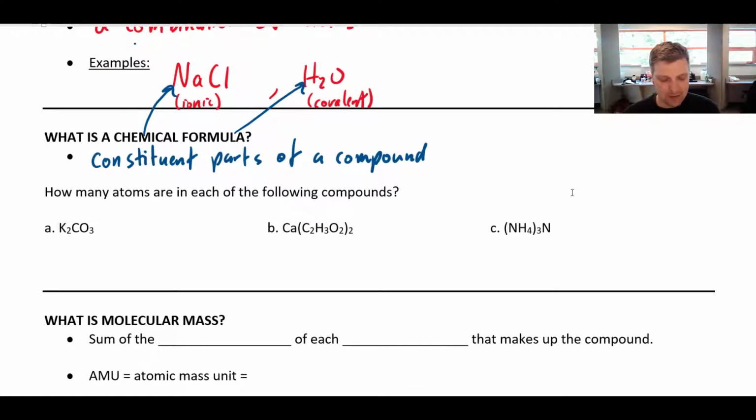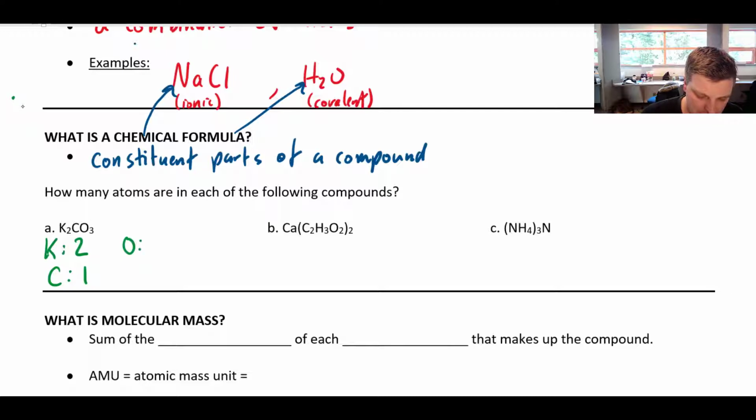So how many atoms of each type are in the following compounds? My first compound there is K2CO3. That's something called potassium carbonate. And so I'm going to count up the number of atoms of each individual type that I have in this compound. So for potassium, I've got 2 atoms. For carbon, there's just 1 carbon. And then for oxygen, there are 3 oxygens.